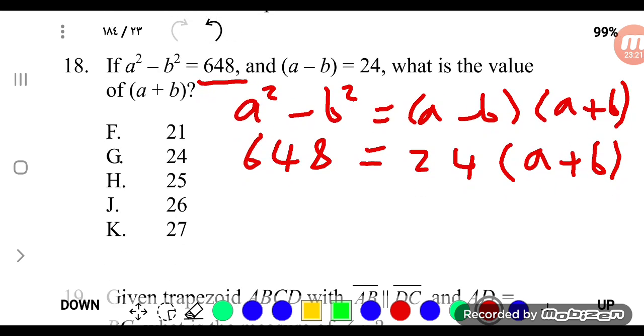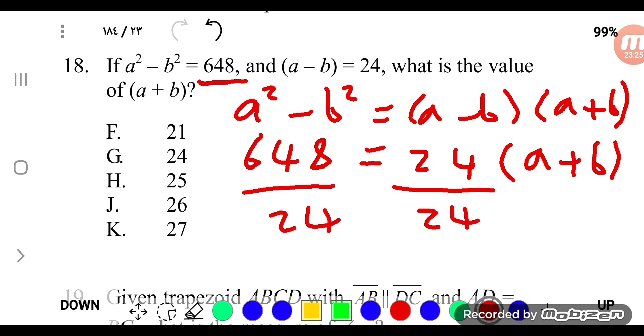Clearly, you divide both sides by 24. So if you divide 648 by 24, you get 27. So option A is correct here.